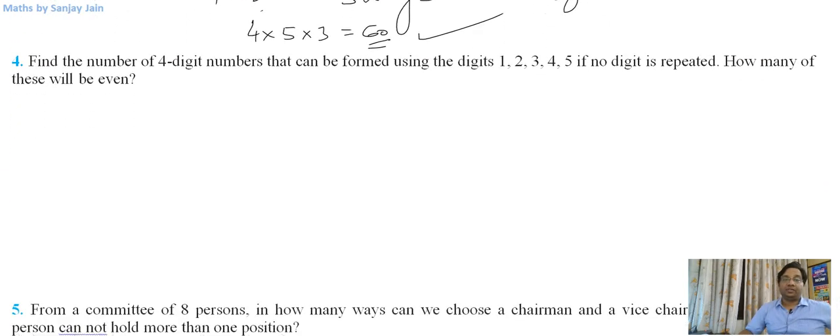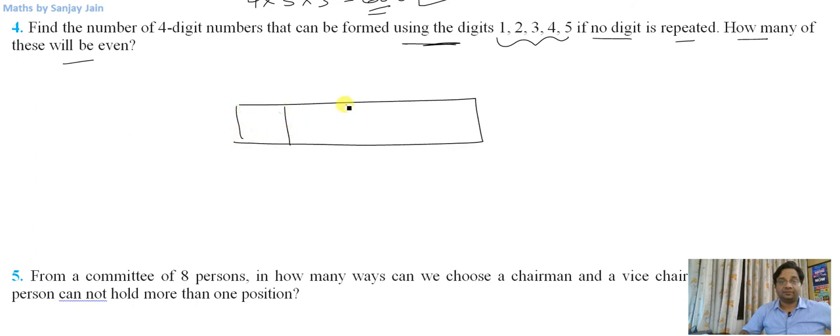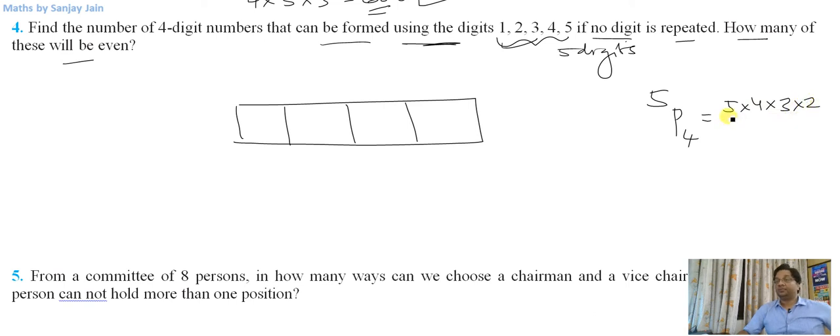Find the number of 4-digit numbers that can be formed using the digits 1 to 5 if no digit is repeated. How many of these will be even? Okay, so I am looking for 4-digit numbers using these digits. So I've got 5 digits. How many 4-digit numbers can be formed? 5P4, right, which is 5 into 4 into 3 into 2, right? This is 20, this is 6. So 120 total 4-digit numbers can be formed where no digit is being repeated.